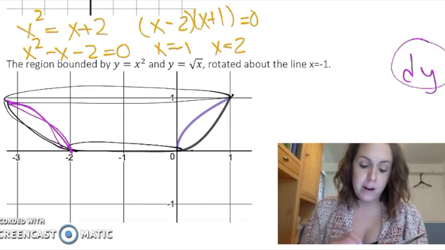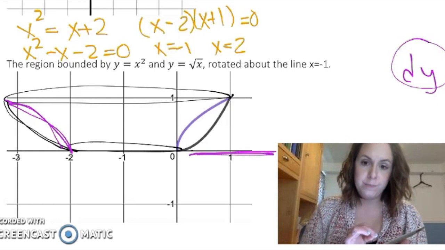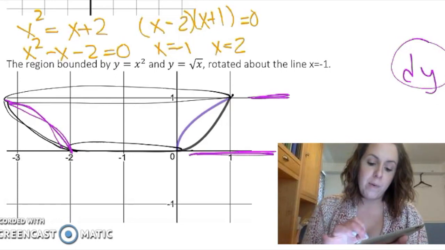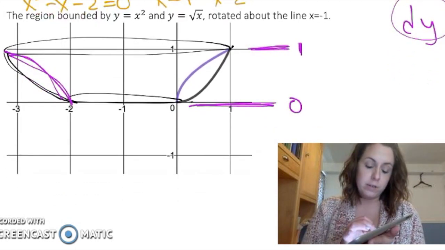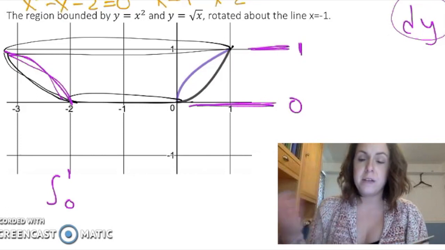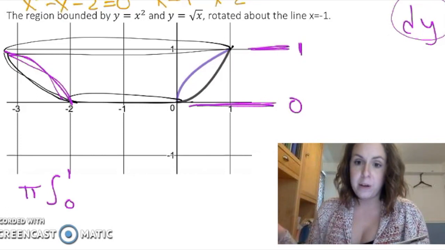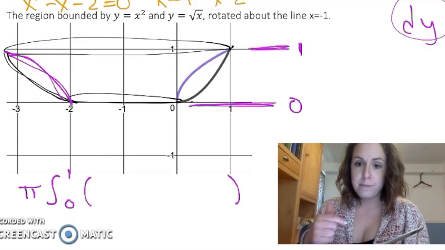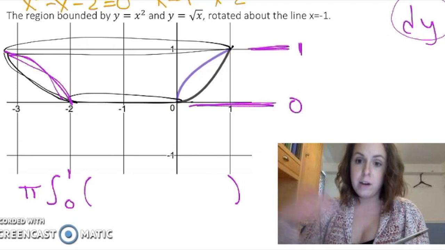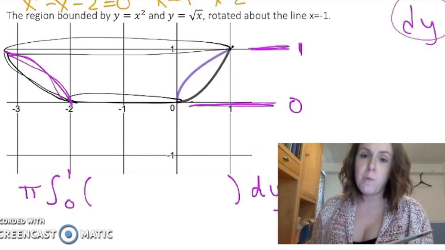So looking at this here, my lower bound on my y values is 0. My upper bound on my y values is 1. So I know already that my integral here is going to go from 0 to 1 because these need to be y values. I know the pi is going to be out front, so that's all good. Now what I need in here is my outer radius minus my inner radius squared, each individually, right? dy, because that's going to be with respect to y.